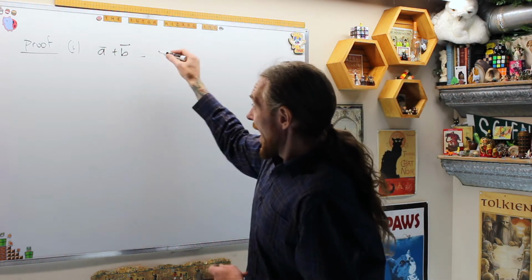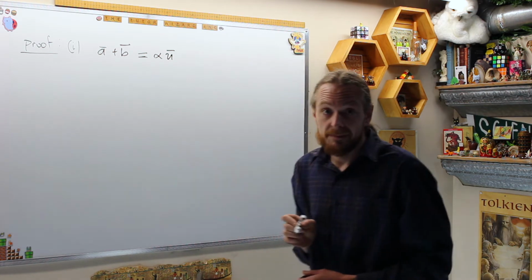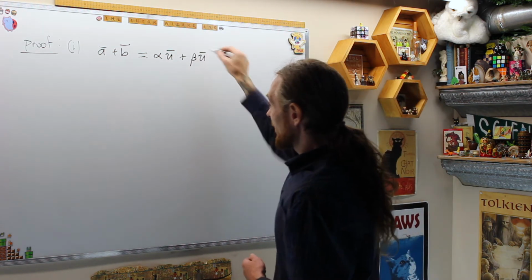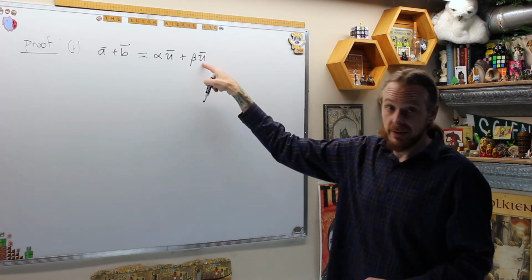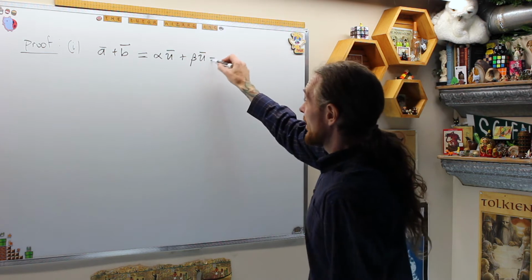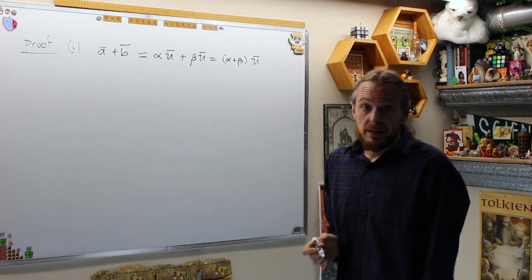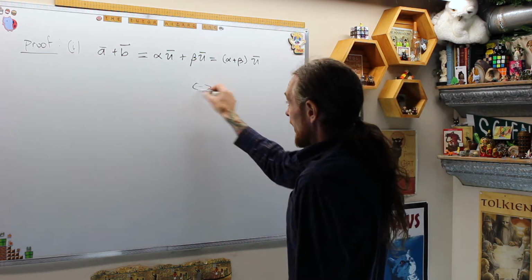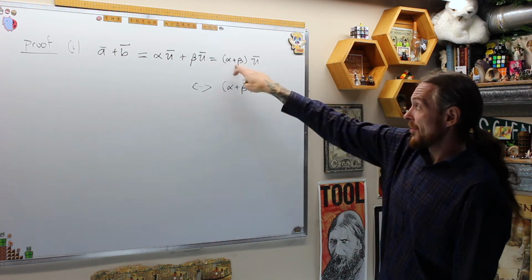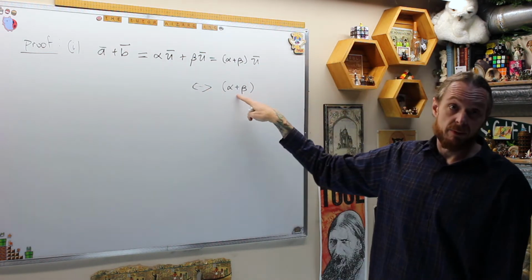What does that mean? A is a multiple of my basis vector U. And I know something about B. B is also a multiple of my basis vector U. And now I have U in both of these, so I can use my axioms of a vector space and say that I can factor this out. And this is going to be alpha plus beta times U. And that says that the coordinate is going to be alpha plus beta, because this is the multiple in front of U, my basis vector. So A plus B has coordinate alpha plus beta.